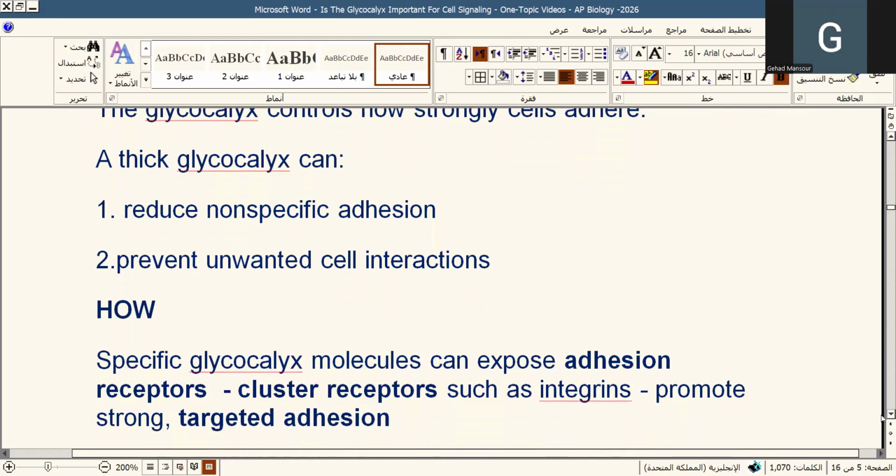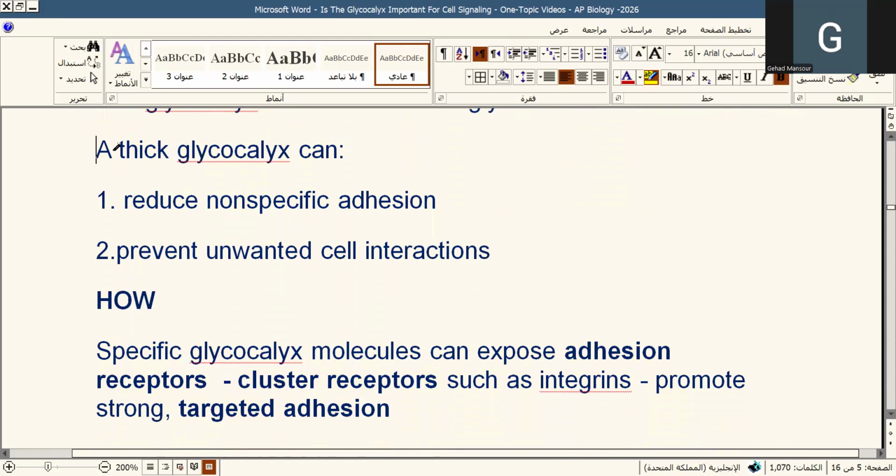So if we have a thick glycocalyx, if the glycocalyx is dense enough, then it will be useful. Why? Because it will prevent the non-specific adhesions. What do we mean by non-specific adhesions? When we talk about the function of the glycocalyx to help adhesion, we want specific, useful adhesions to the cells. We do not want the glycocalyx to adhere to any molecule that is passing in the blood.